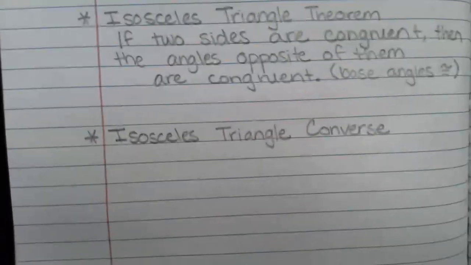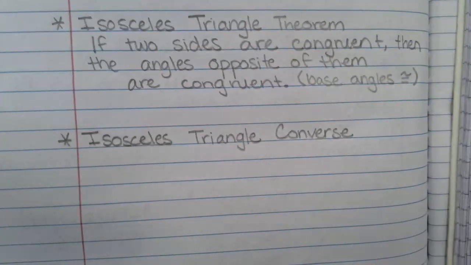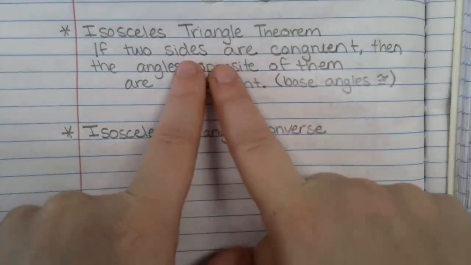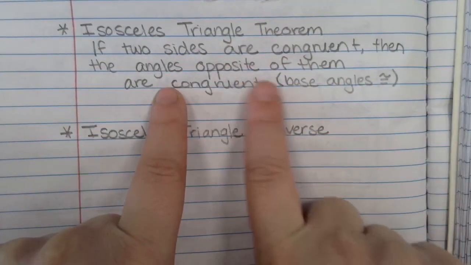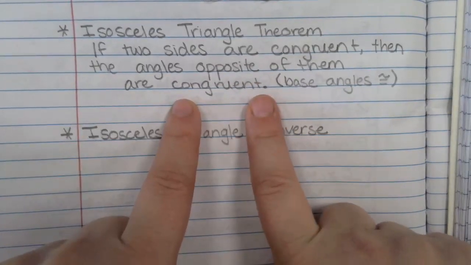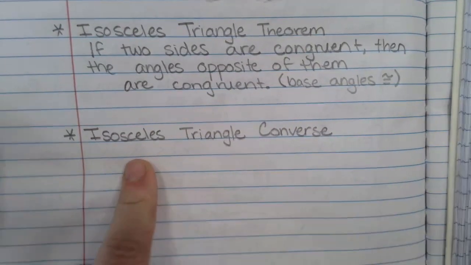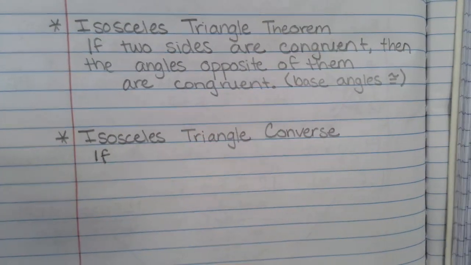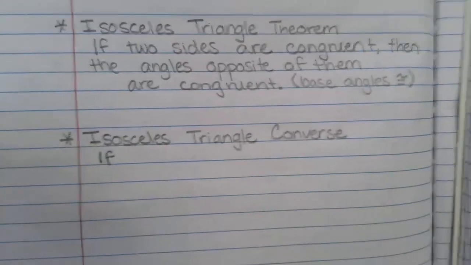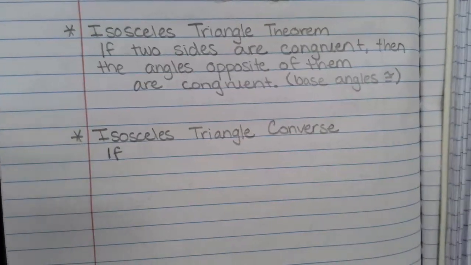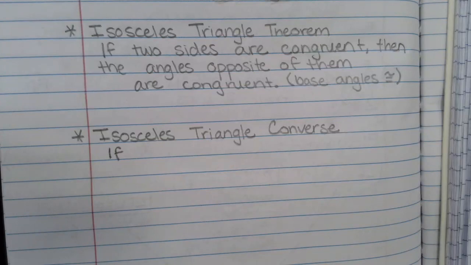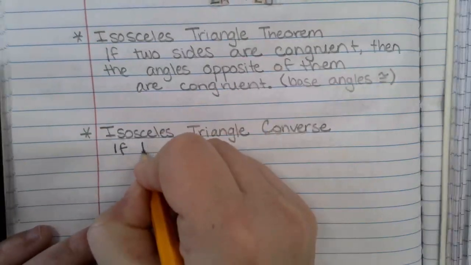So when we do this one, the isosceles triangle converse, we're actually going to start with which part? We're taking this original theorem. If two sides are congruent, then the angles opposite of them are congruent. So what are we actually going to start with this time? What's our ending of the last one? Good. And we don't know what "them" is yet, so we're just going to say if two angles are congruent.